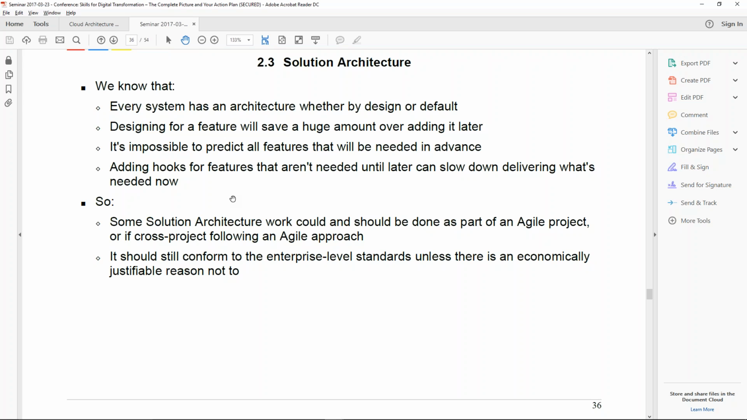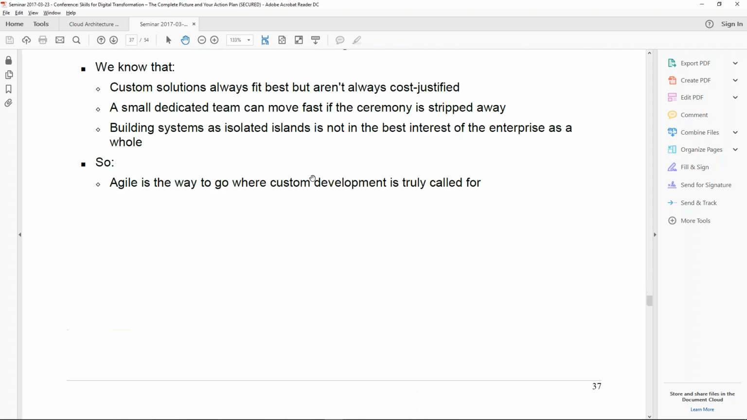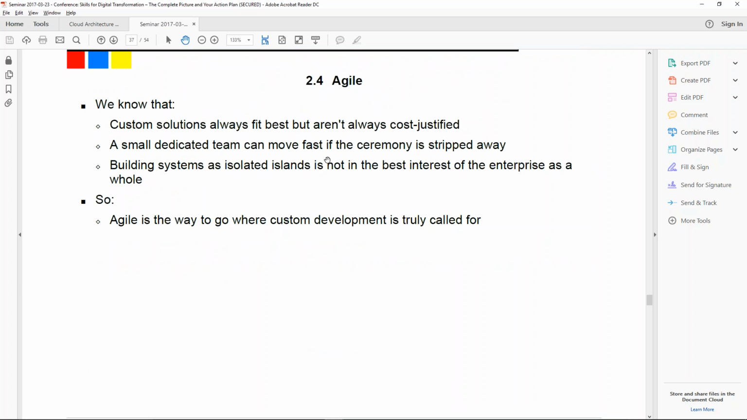Usually what we need is the ability to, as we develop, do some architecture work, but not necessarily all of the architecture documentation or all of the standards level. Agile tends to build custom solutions. They aren't always cost justified.